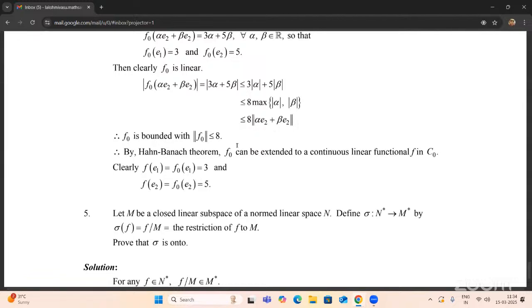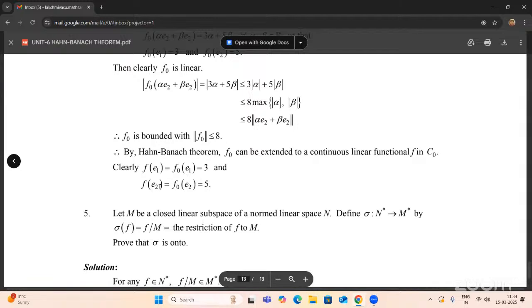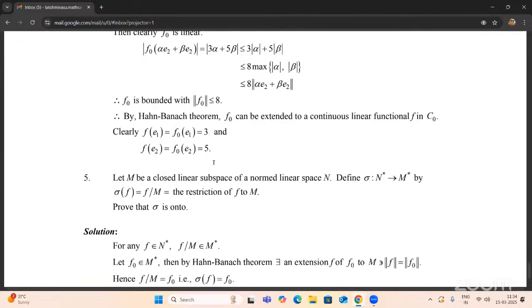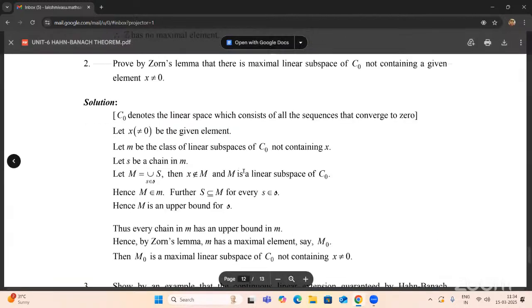So by Hahn-Banach theorem, f naught can be extended to a continuous linear functional f belongs to C naught star. So f of E1 equal to f naught of E1 equal to 3, f of E2 equal to f naught of E2 equal to 5. So this is also important in the examination.